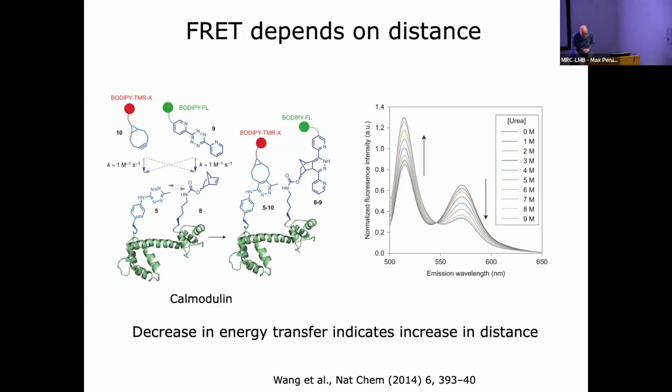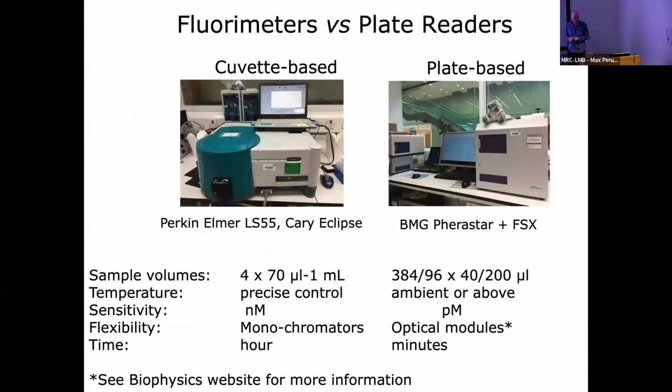Okay, we've got lots of different plate readers and fluorimeters here. With good old fluorimeters, you need larger volumes, but they're very, very flexible. You can change everything. While with our plate-based readers, they tend to be fixed. We've got optical modules, so we have fixed wavelengths that we can actually use. But if you look at the biophysics website, you can see which ones we've got.